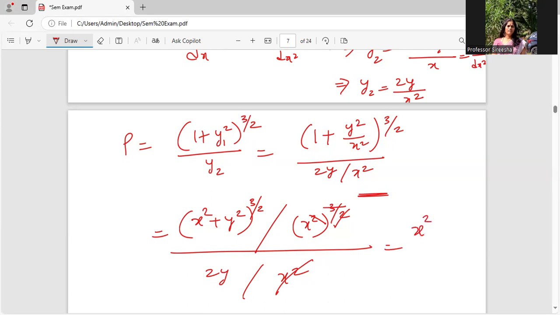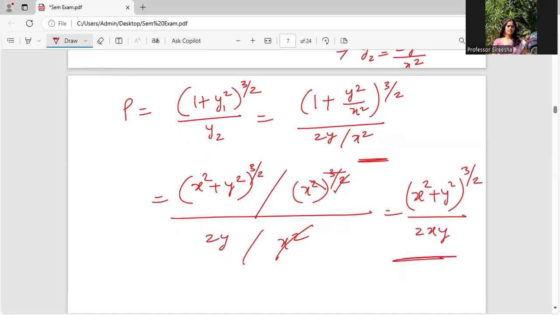So I'll have something like (x² + y²)^(3/2) by this x that goes to the denominator. So it will be 2xy. You can further simplify, guys. What you can do is use the concept y = c²/x as well, and you can further simplify. Otherwise, this is my answer.